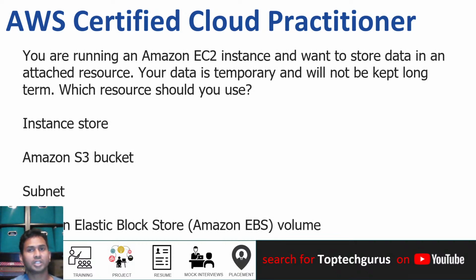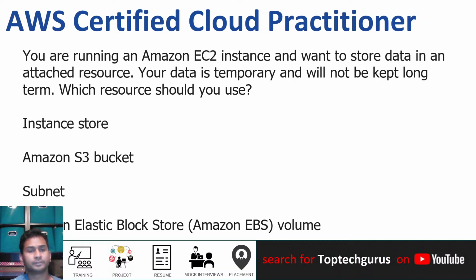You're running an Amazon EC2 instance and want to store data in an attached resource. The data is temporary and will not be kept long term. Which resource should you use? So you know that your data is going to be temporary. You know that you want to store data in an attached resource. So we know it can't be an S3 bucket. S3 bucket is not really attached to any EC2 instance. It's a serverless storage of data. So it can't be number two.